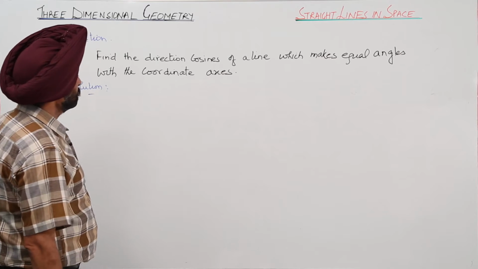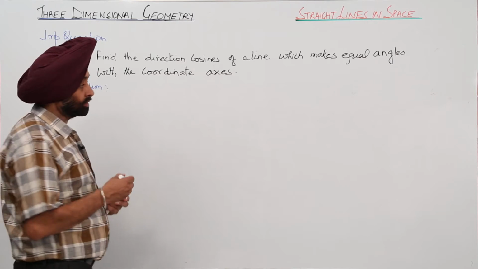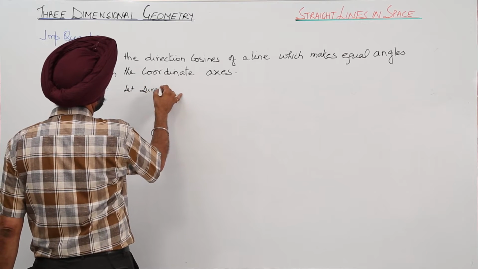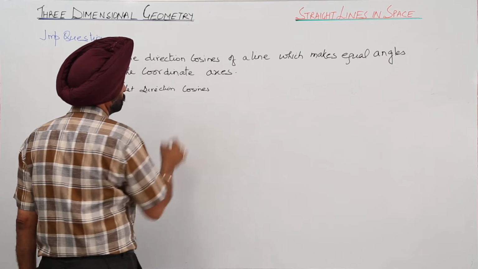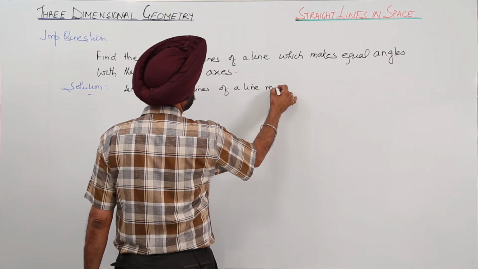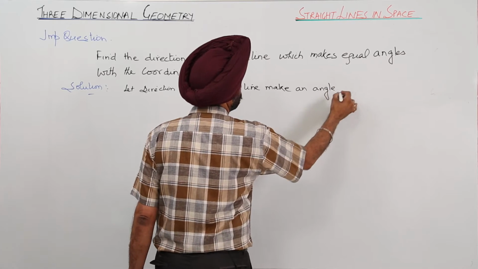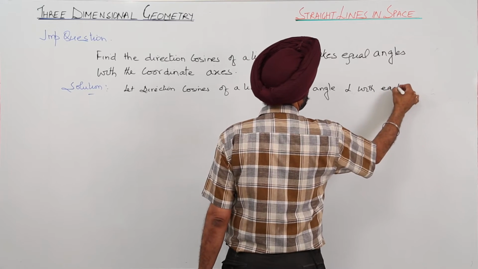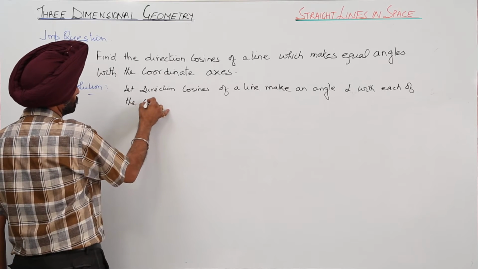Now in this question we have to find the direction cosines of a line which makes equal angles with the coordinate axes. Now let the direction cosines of a line make an angle alpha with each of the coordinate axes.